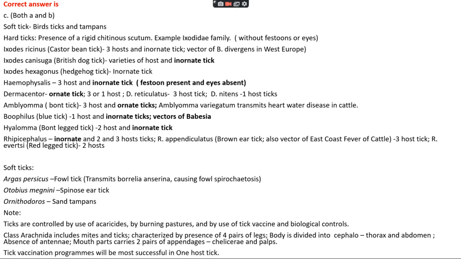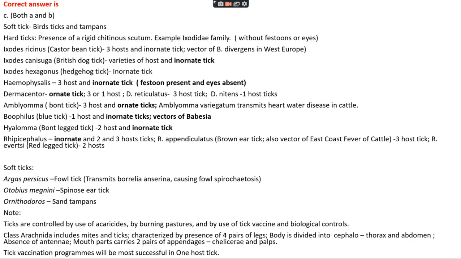Amblyomma, which is also known as the bont tick. It has three hosts and it's an ornate tick. Amblyomma variegatum actually transmits heartwater disease in cattle. Okay. Boophilus is known as the blue tick. It has one host and it's an inornate tick. It's a vector of Babesia. Hyalomma, also known as the bont-legged tick, has two hosts and is an inornate tick. Rhipicephalus is also inornate, but it has two and three host ticks. Rhipicephalus appendiculatus, the brown ear tick.